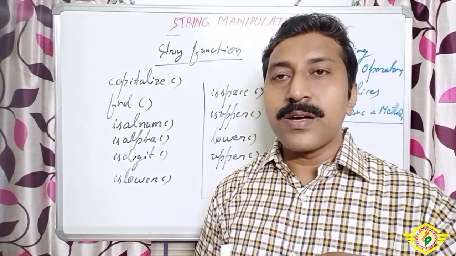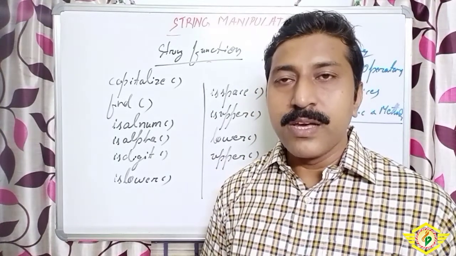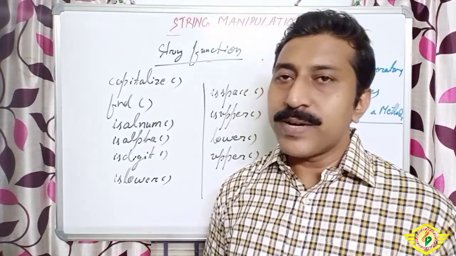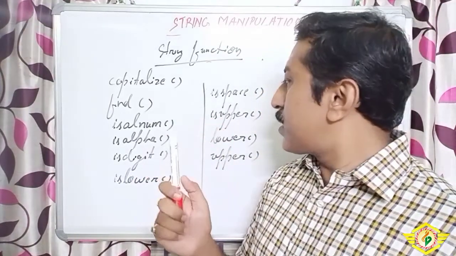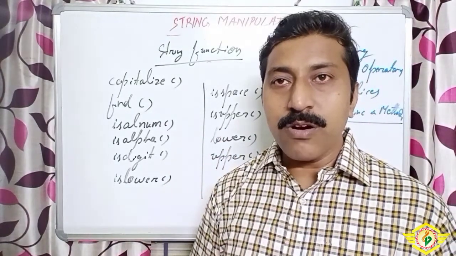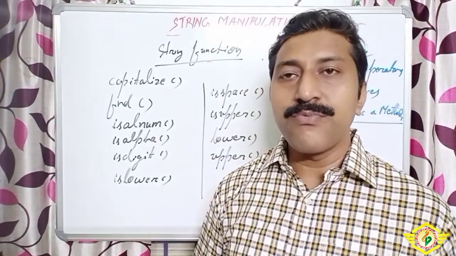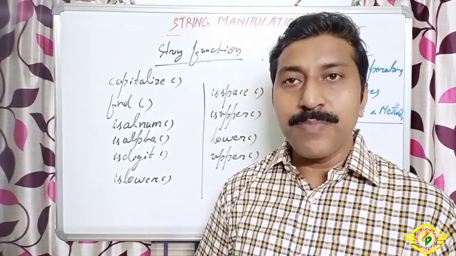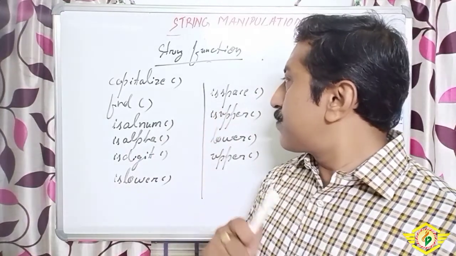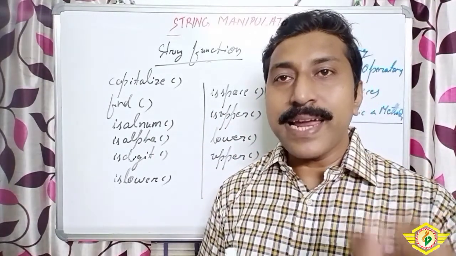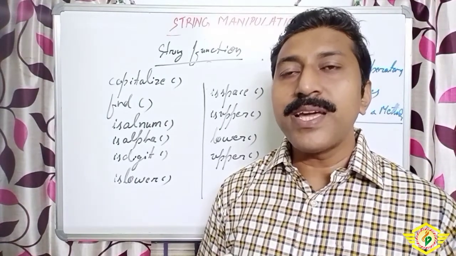Next is islower. Whatever word you are using, it checks whether it is lowercase or not. If it is lowercase, then it will be true, otherwise false. Similarly, there is isupper, which checks whether it is uppercase or not. If it is upper, then it will be true. If it is not upper, it will be false. If mixed characters are there, it will be false. Next, isspace. Isspace means whether the particular character we are entering is a space or not.